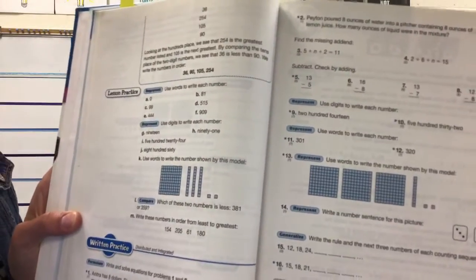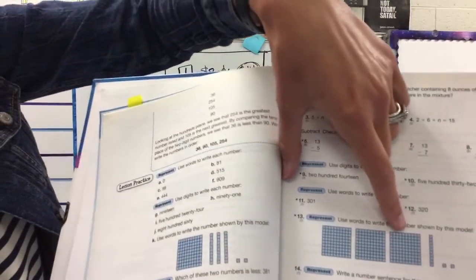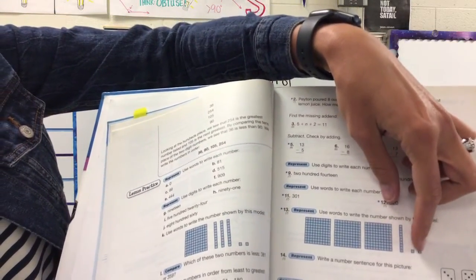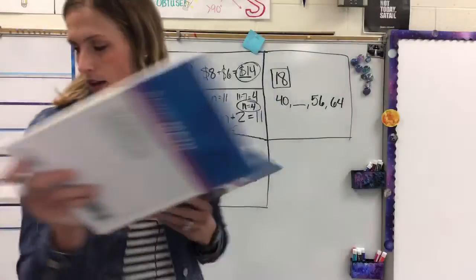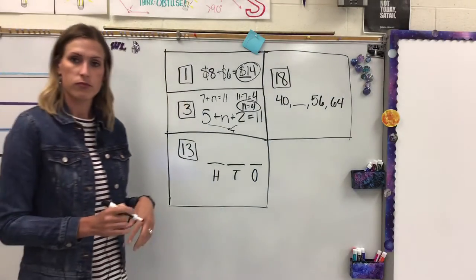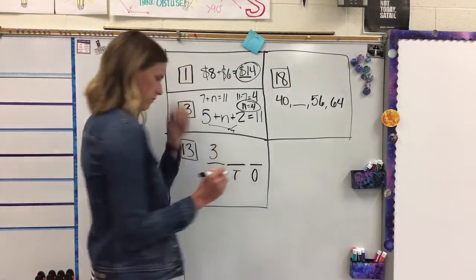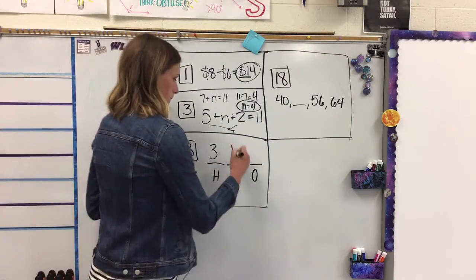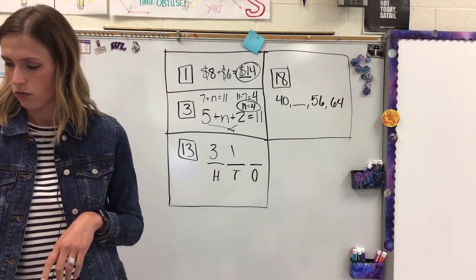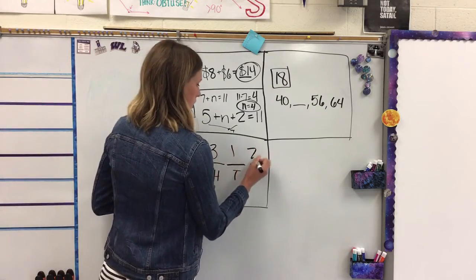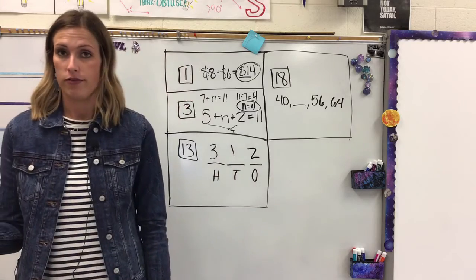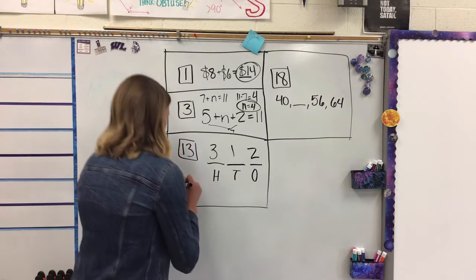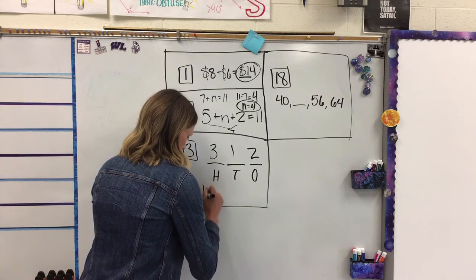Now, these big ones are all worth 100, the squares. The sticks are worth 10, and the little individual cubes are worth 1. So how many big squares are there? 3. So that would go in your 100 spot. How many of those sticks for the 10s are there? Just 1. And then how many 1s cubes are there? 2. So you'd get 312. Now be careful. The problem said to use words to write it. So we'd write 312.